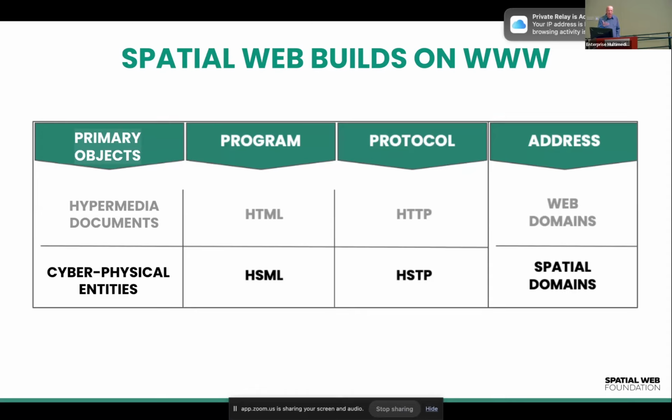HTML, a markup language, actually markup for those media documents, becomes a modeling language, a hyperspace modeling language. Similarly, HTTP becomes hyperspace transaction protocol. And where the world of the web is web domains, we're talking about spatial domains, and I'll tell you what spatial domains means as we move along here. So that's kind of the approach. There's a book written by a couple of guys a few years ago that laid out the vision called Spatial Web.